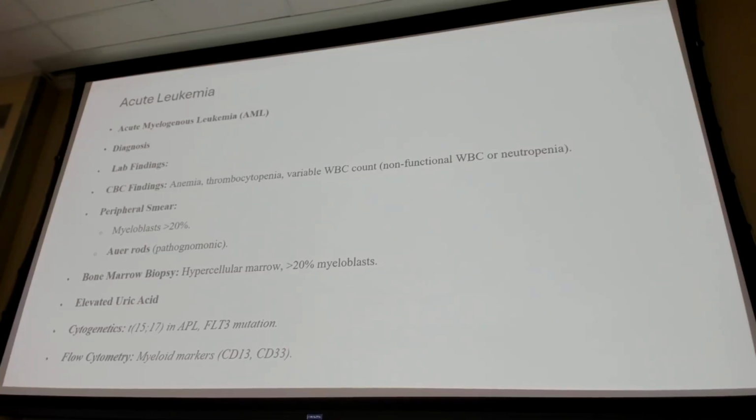Auer rods, we talked about, pathognomonic. Hypercellular bone marrow. Again, how does that compare to an aplastic anemia case? What does the bone marrow look like there? Hypocellular. Here, you can see all that reproduction, all that cell division in the bone marrow, crowding out the bone marrow, so my bone marrow looks crowded, it looks hypercellular. Elevated uric acid, where's that coming from?